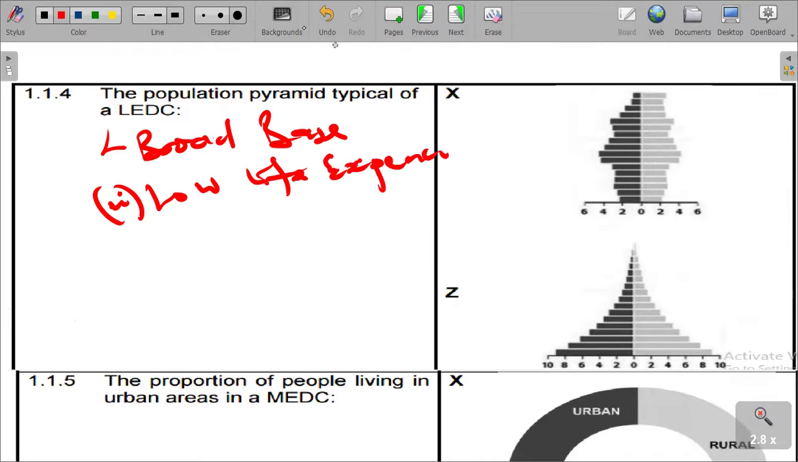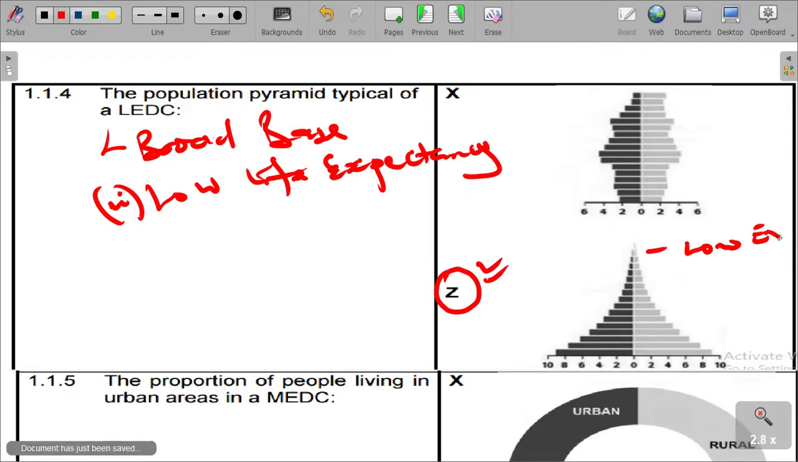When it comes to low life expectancy, it causes the pyramid to have a very sharp decline in the number of people who are aging, resulting in a pyramid that we can identify as Z. Z can identify a less economically developed country because we have low life expectancy and a high birth rate, indicated by the broad base.